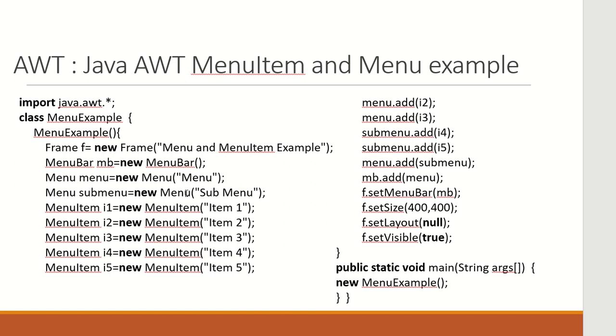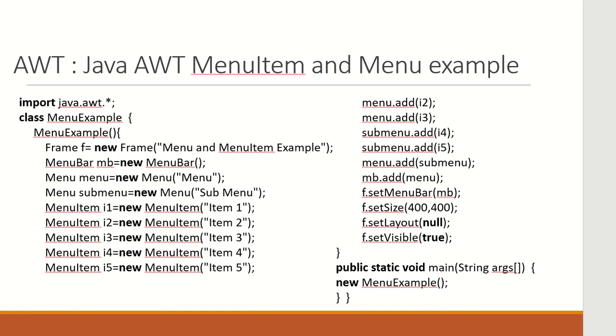Now what have you done? You have to add elements into the menu, right? So you are creating menu items, objects of the menu item class, from I1 to I5. These are the items that have to be inserted into the menu, right? So you're going to do this.